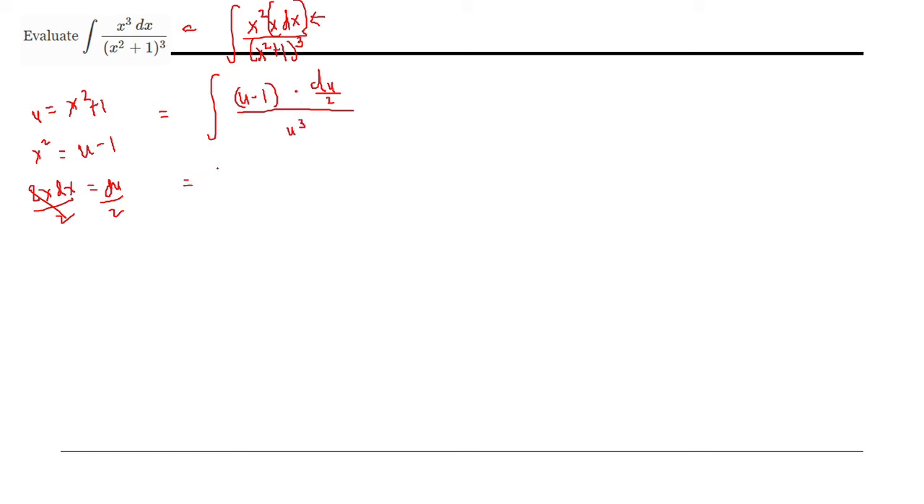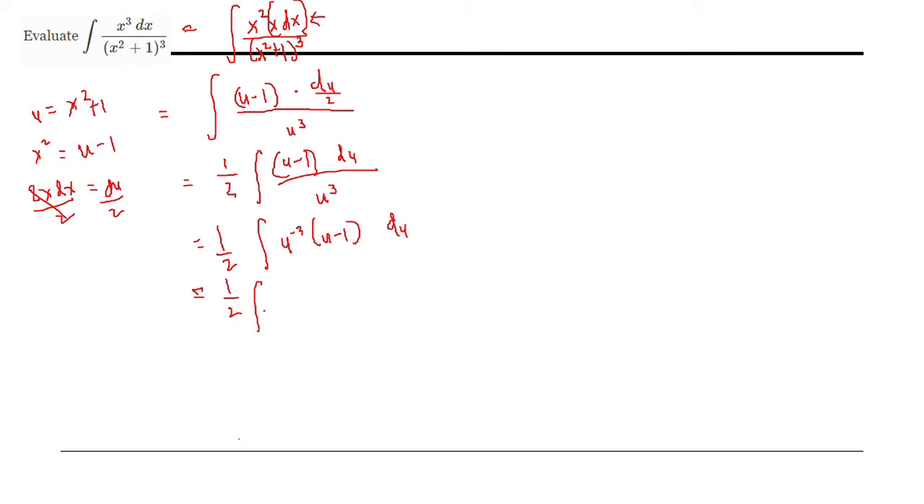Okay, so what happens next is 1 half times (u minus 1) du over u cubed. So we can actually do this: u to the negative 3 times (u minus 1) du. Simplifying this equation, we have 1 half times, this is u to the negative 2, since negative 3 plus 1 is negative 2, minus u to the negative 3 du.